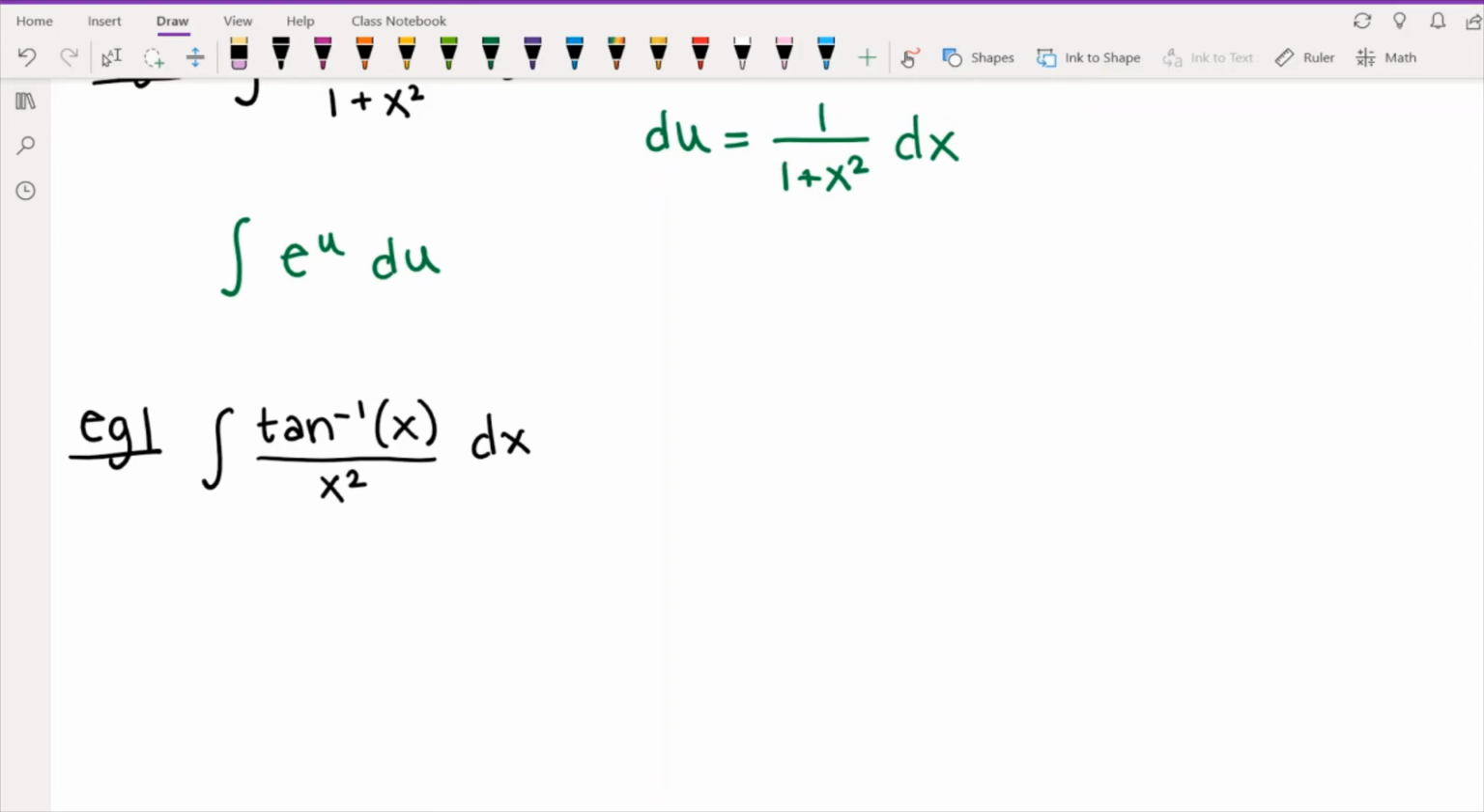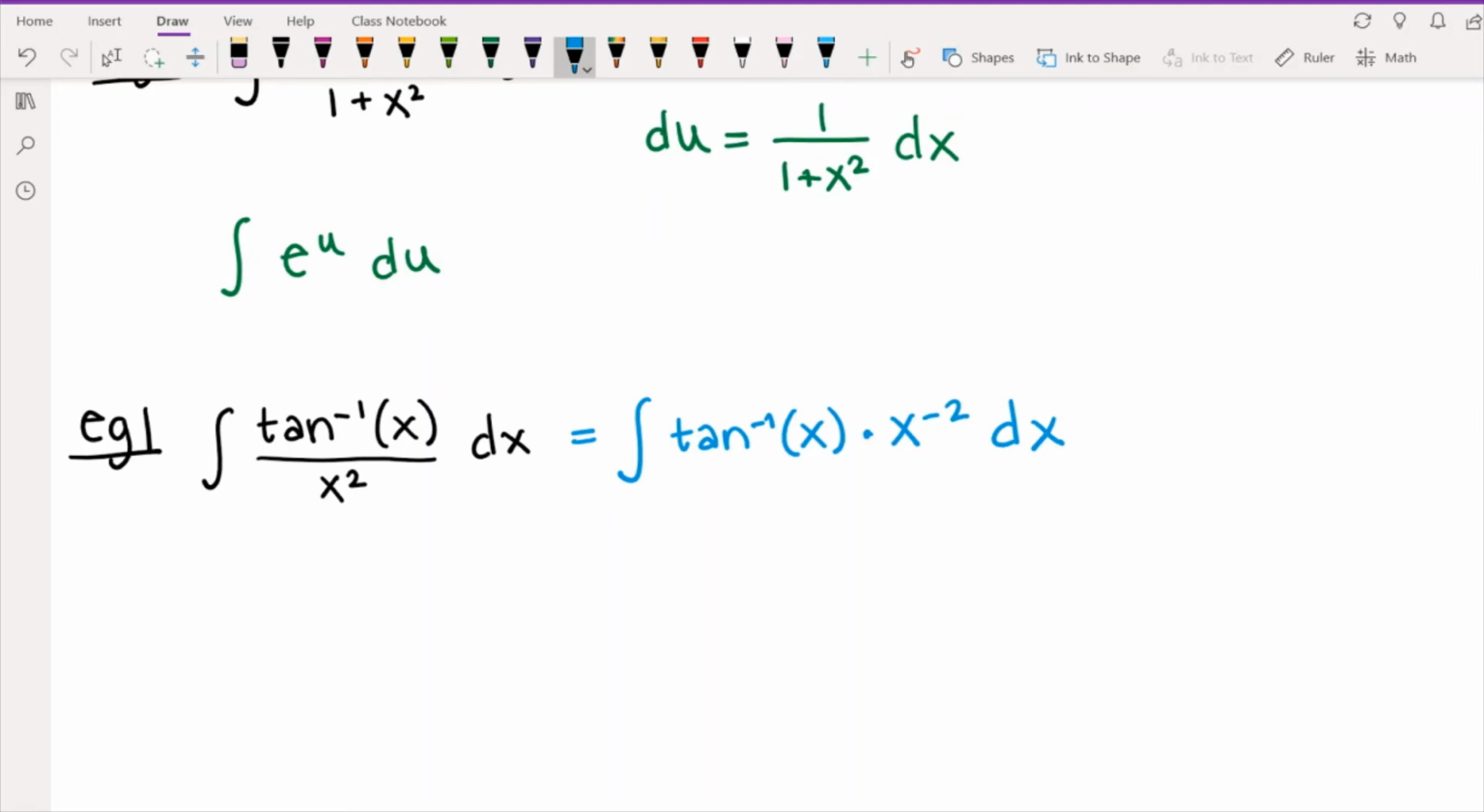So what's the next thing we can think about? Well, even though it looks like a quotient, it really is also a product of two functions, right? So we could rewrite this as the integral of inverse tangent of x times x to the negative 2. And so what would we want to do in this case? Well, this would be an integration by parts problem.